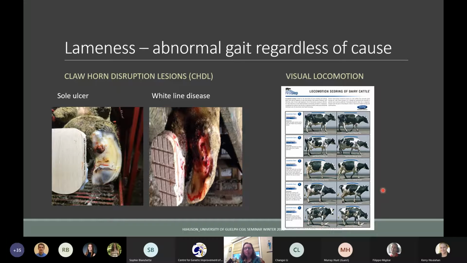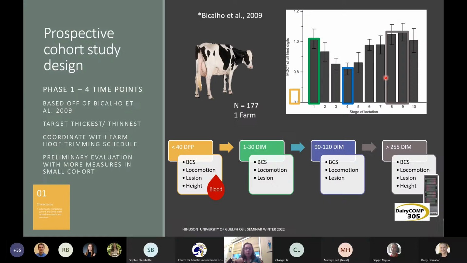So we looked at lameness in a couple of ways. One, we did collect data, particularly focused on claw horn disruption lesions from the farm, on sole ulcers and white line disease, as well as any other diseases that occurred, but we specifically focused on these. My graduate student at the time also studied visual locomotion. So she scored the cattle at different time points on lameness based on visual locomotion. We had two phases in this study.